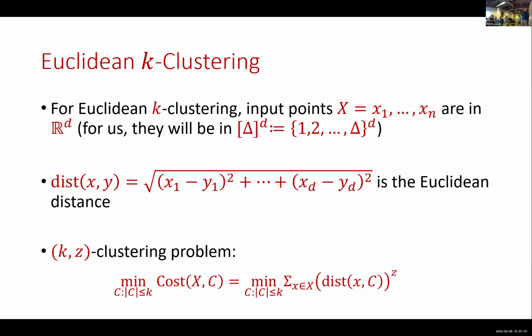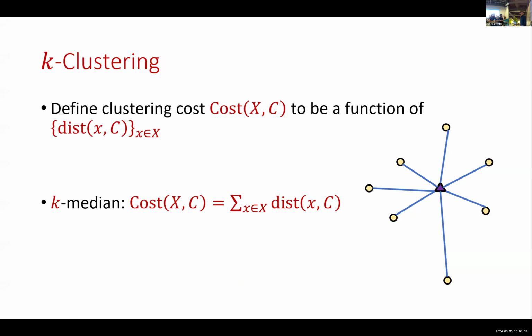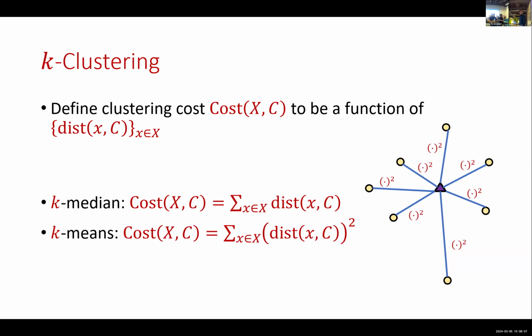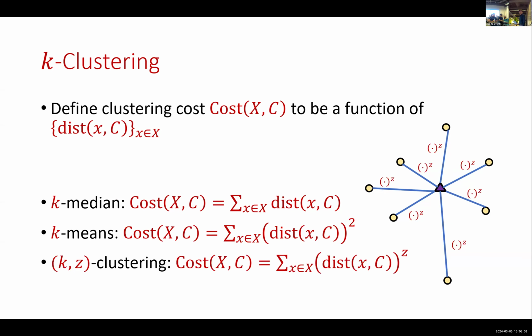Euclidean distance. Okay. So the (k,z) clustering problem is the k-p clustering problem that Yuri just talked about. We want to minimize the sum of the z-th powers of the distances between our input set X and our set of centers C. So again, if z equals 1, this is k-median, the sum of the distances. If z equals 2, it's k-means, the sum of the squared distances. And if z is more general, then z-th powers.